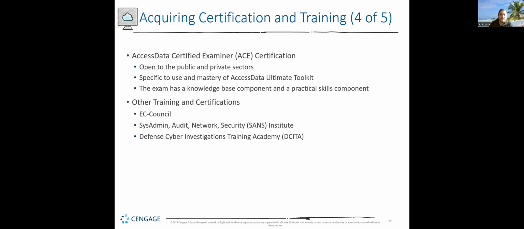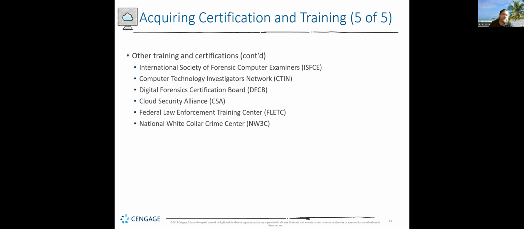Other training certifications: EC Council, sysadmin, audit, network security, SANS Institute, Defense Cyber Investigation Training Academy. God, that is a mouthful. DCITA. Other kinds of training certificates continued. International Society of Forensic Computer Examiners. That's kind of more international, but that one's pretty big. Computer Technology Investigators Network, CTIN. I mentioned that in the first unit if you looked into it.